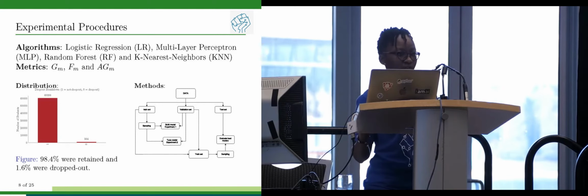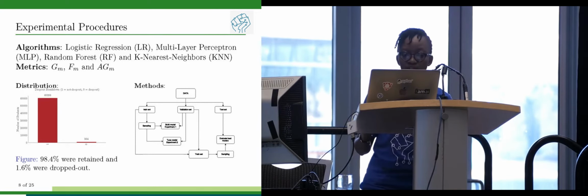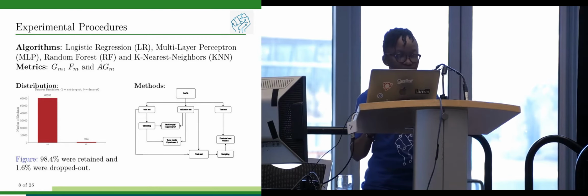Our dataset had a sample of about 61,000 and 18 features. And we checked the dropout distribution, and we found that our dataset was highly imbalanced, whereby the dropout class was only 1.6%. To handle this data imbalance problem, we applied different approaches, and we observed that the SMOTE data sampling approach performed well with our dataset.